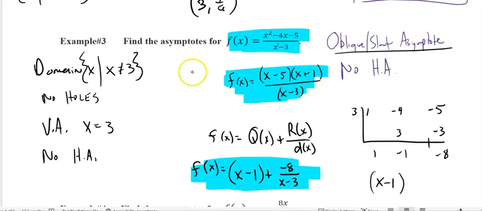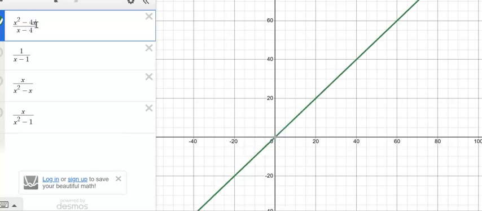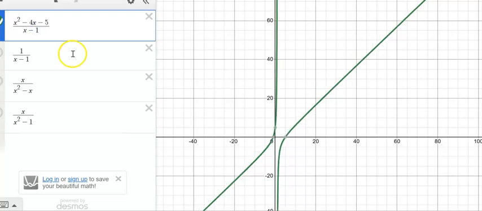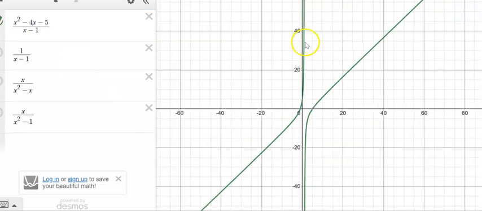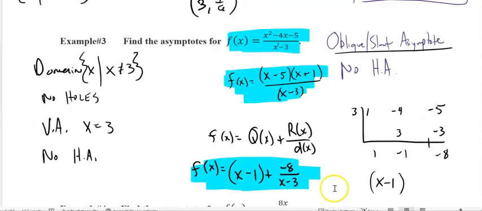I'm going to graph both of those. X squared minus 4x minus 5, and we divide it by x minus 3. Okay, so I get this weird looking thing. I can see my vertical asymptote. Let's zoom in a little bit. X equals 3. And what I'm telling you is it's the same thing as this thing.